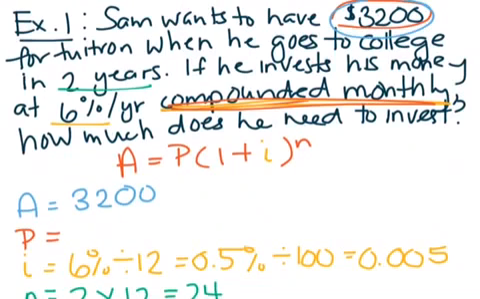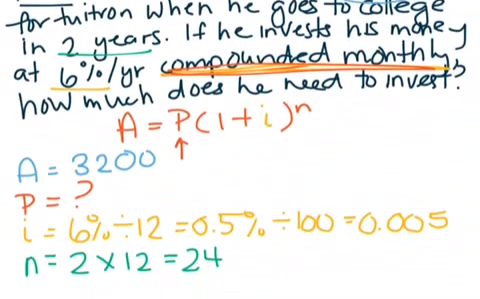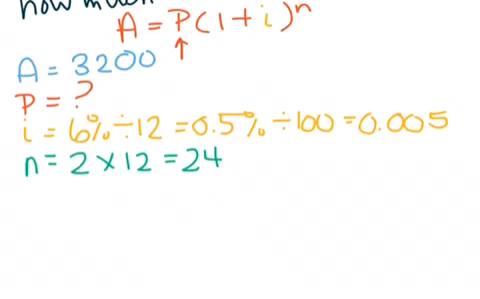So we have A. He wants $3,200 at the end of the 2 years, so what we're really looking for is P. How much does he have to invest right now, today, in order to have $3,200 in the future, right before he goes to college? So we are searching for P now. Let's plug it into the equation. Just as a reminder, here's our equation: A equals P times 1 plus I to the power of N.